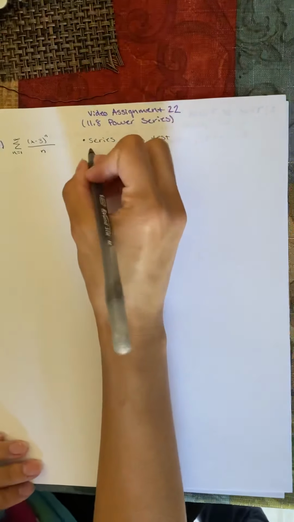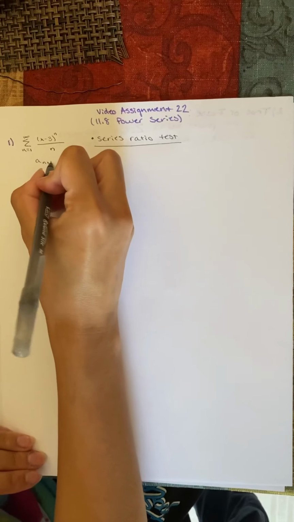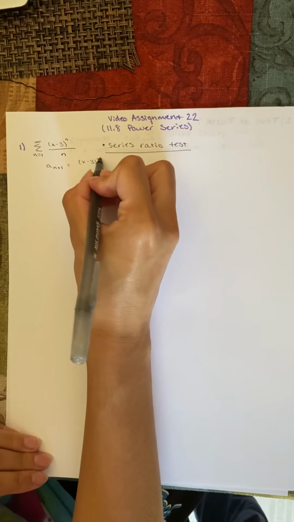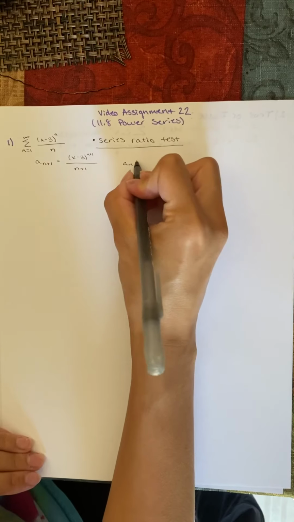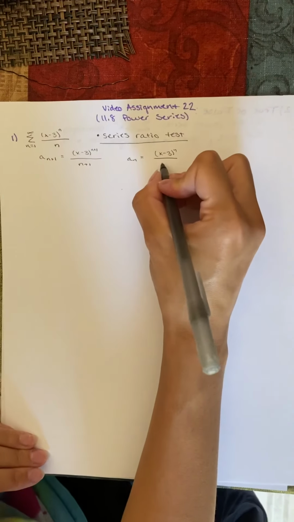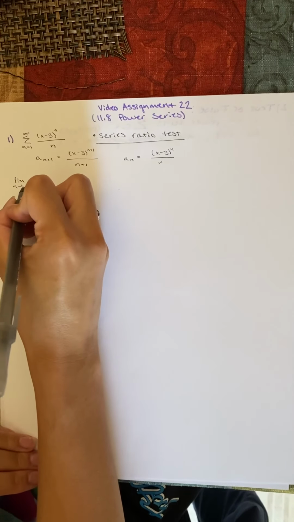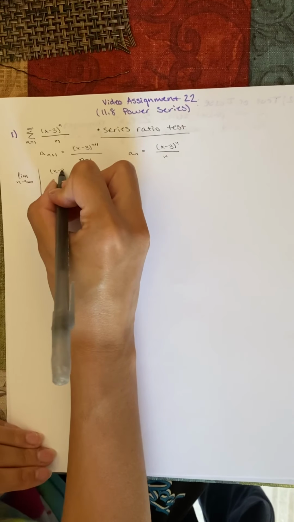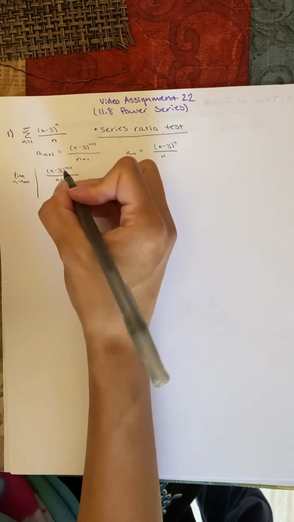So for this power series, we're going to do a series ratio test. And first things first, we're going to need an a sub n plus 1, which is going to be our function (x minus 3) to the n plus 1 over n plus 1. And then we have our a sub n, which is just going to be the same as our original function. So we're going to take the limit as n goes to infinity of the absolute value of a sub n plus 1 over a sub n.